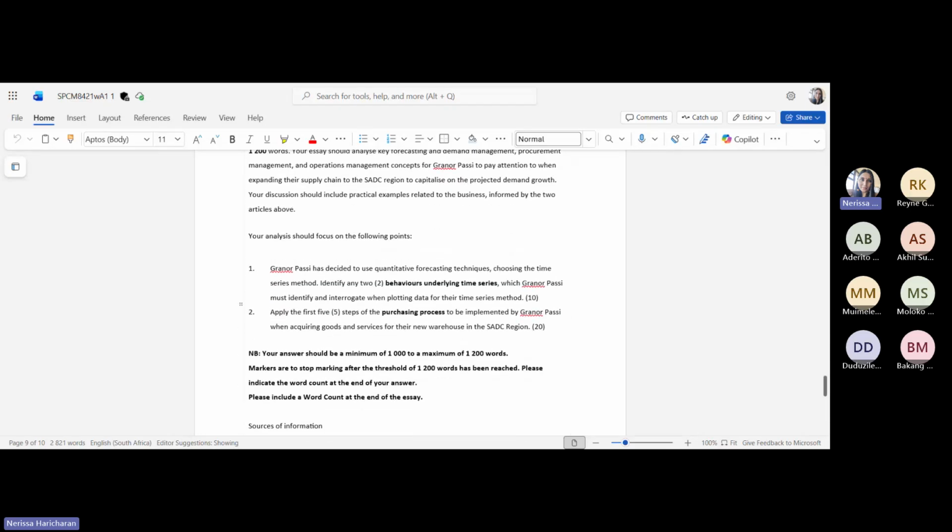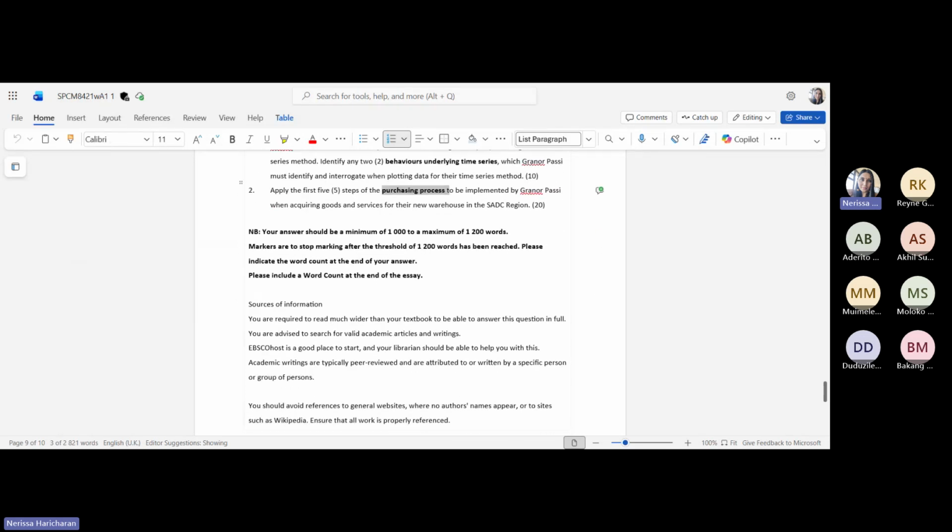Okay, so it tells you here, you focus on identifying any two behaviors underlying time series. You wouldn't know what that is right now because we haven't gotten to learning unit 3 as yet. That is for us to do next week. And then apply the 5 steps of the purchasing process that should be implemented by Grana Parsi.